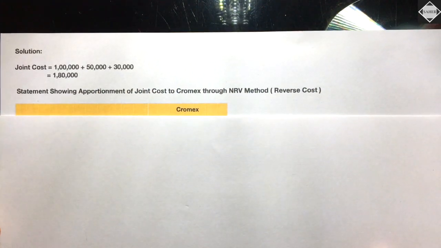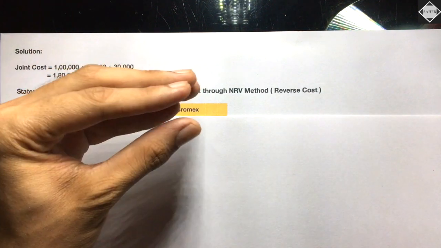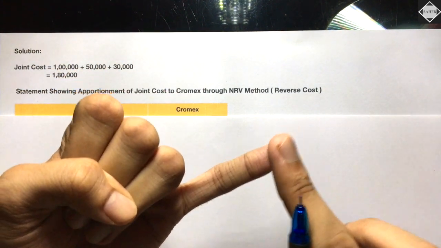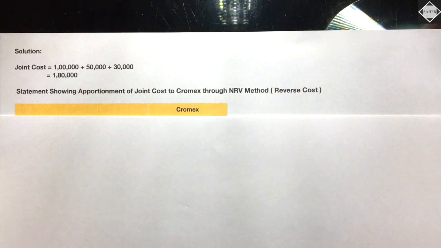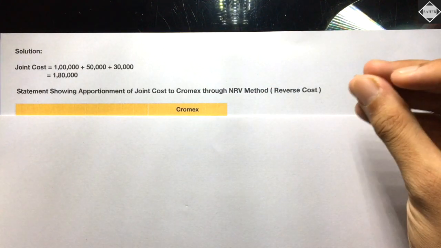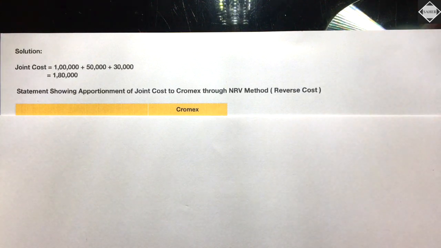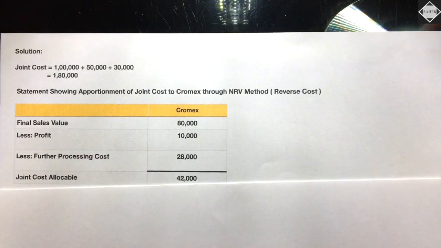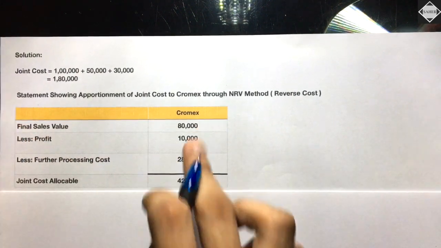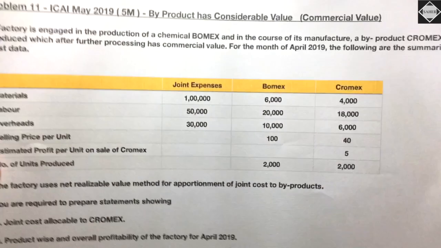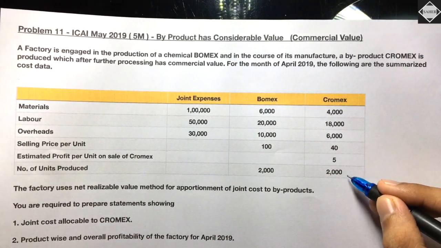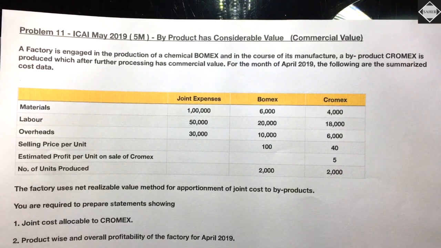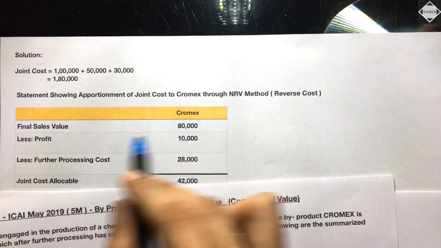How do you apply reverse cost method? You take the final sales value minus profit minus further processing cost minus selling and distribution. You will get the joint cost allocable to that product. That's what we have done over here. Final sales value is 80,000. What is the selling price per unit of Chromex? It is 40 rupees. So 40 into number of units produced, that is 2000. So 2000 into 40 is equal to 80,000. That's the final sales value.